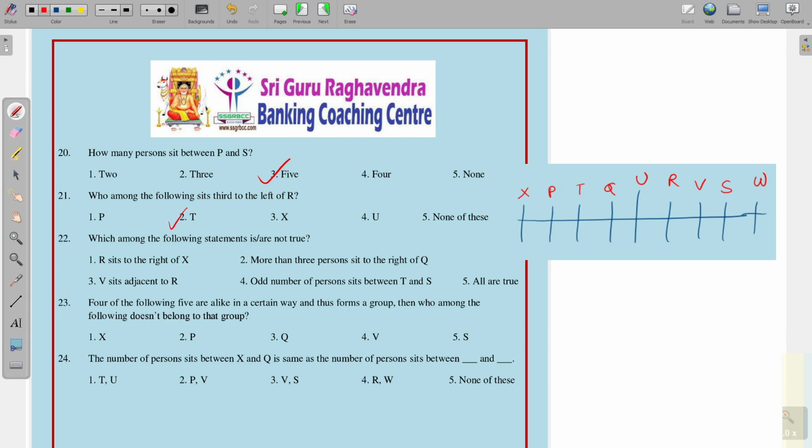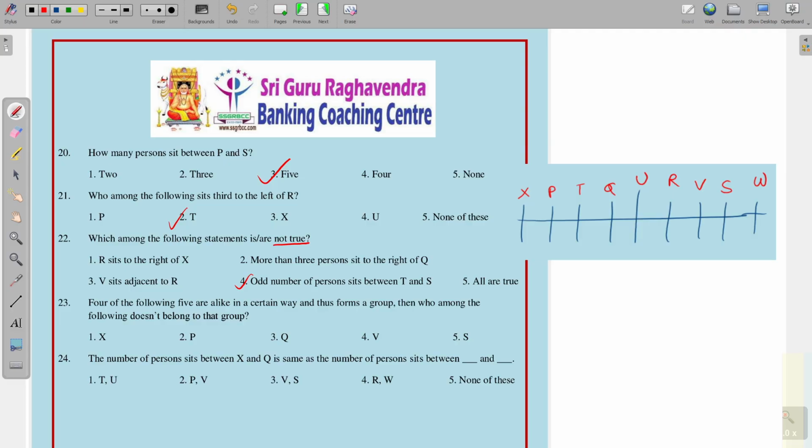Which of the following statements is not true? R is to the right of X. It is true. More than 3 persons sit to the right of Q. It is also true. V sits adjacent to R. It is also true. An odd number of persons between T and S: 1, 2, 3, 4 persons actually, so not an odd number, it is an even number. So the statement that is not true is option 4.